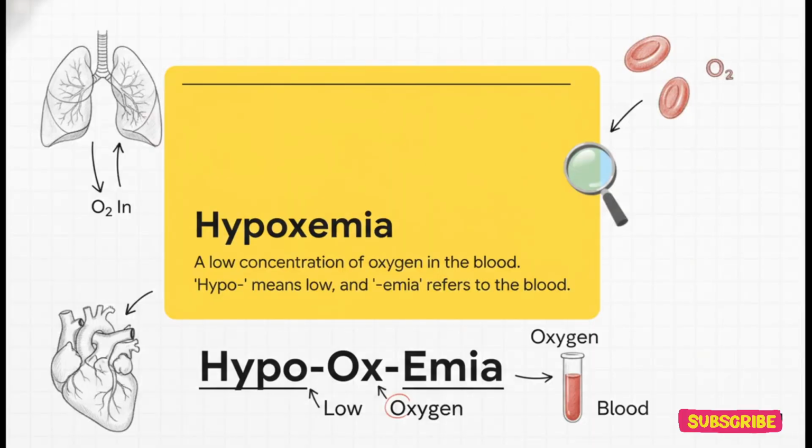The answer is B, decreased oxygen levels in the blood. And here's a fantastic trick for remembering these terms. Just break them down. Hypo means low. Ox is for oxygen, and emia refers to a condition in the blood. Put it all together, hypoxemia, low oxygen in the blood. See? Once you break it down like that, it's way easier to remember.